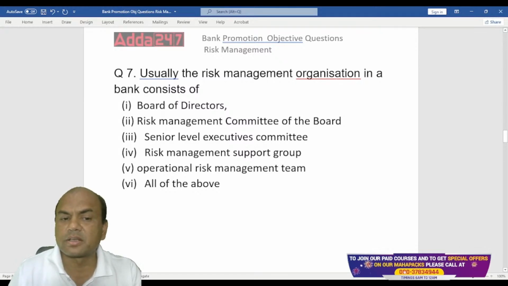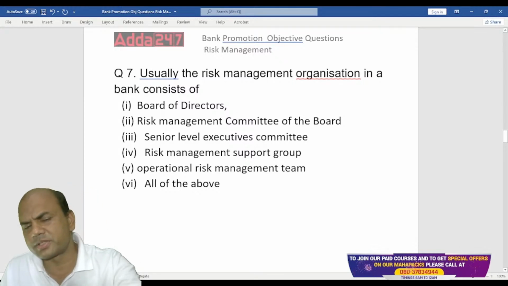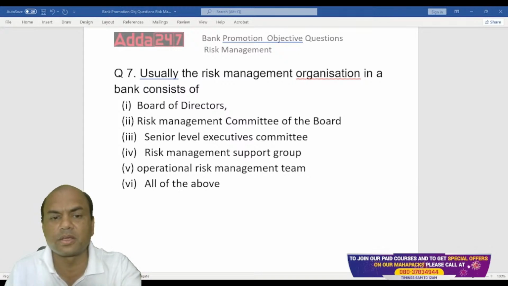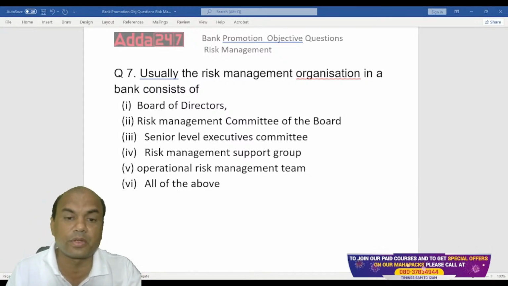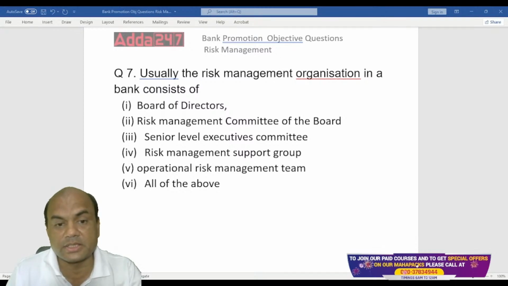Think over it. Here, answer is very obvious. You can see the answer logically from here also. Think over it. Let me see how many of you can give the answer. Type 1, 2, 3, 4, 5 or 6 in the comment section. Everyone. I'll just wait for 1 minute. Okay.